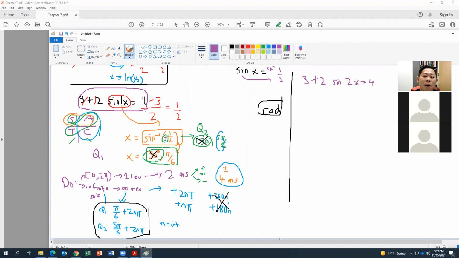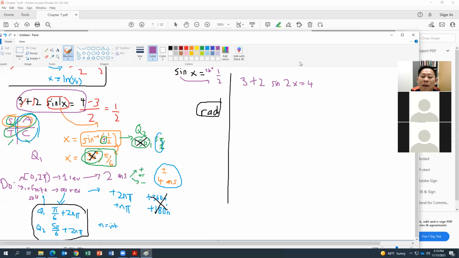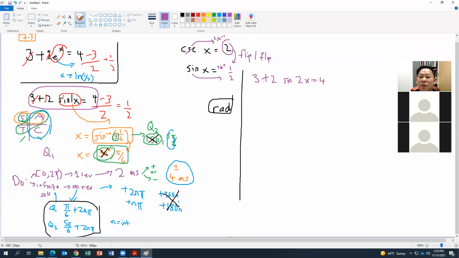Okay. So a lot of students solve it like what we just did last time. I just take here 3, I minus 3, and then I divide it by 2, right? So this is 1/2. And this is where a lot of students get it wrong: they take this 2 and they divide this by 2. This will become sine x. And 1/2 divided by 2 is 1/4. So if you do something like this in my test, you will get it wrong.